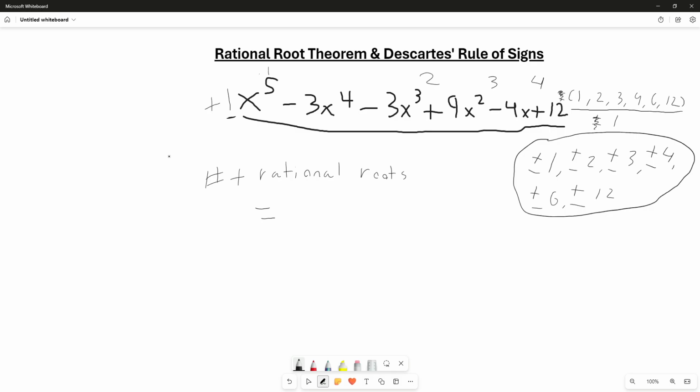It's equal to the number of sign changes or less than that down by 2's. So there can be 4 positive rational roots, or there can be 2 positive rational roots because 4 minus 2 is 2, or there could be 0 because 2 minus 2 is 0. So it's equal to the number of sign changes here.